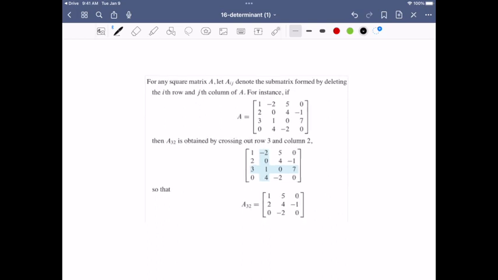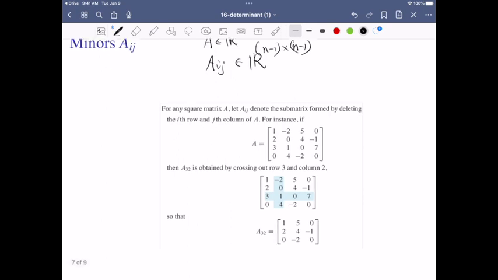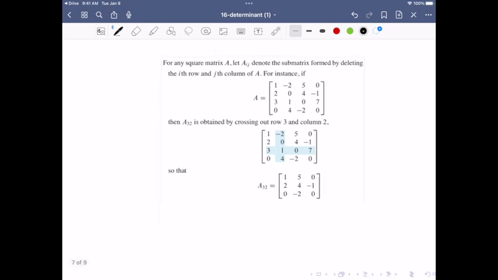So to do that, we are going to introduce what we mean by minors of Aij. If A is given by an m by m matrix, this could be a big square matrix, then the minor of Aij is an (m minus 1) times (m minus 1) matrix, which is one dimension smaller. So let's look at the definition.